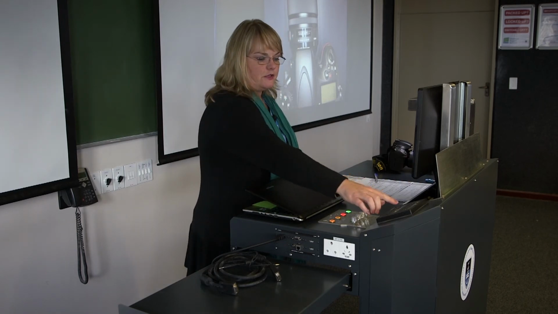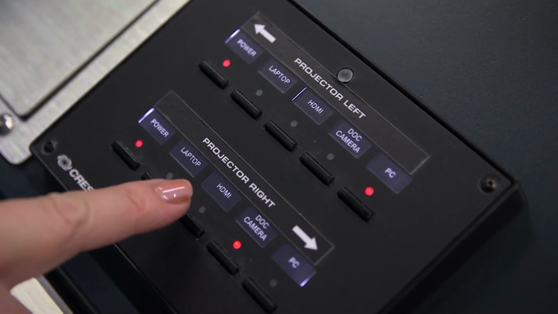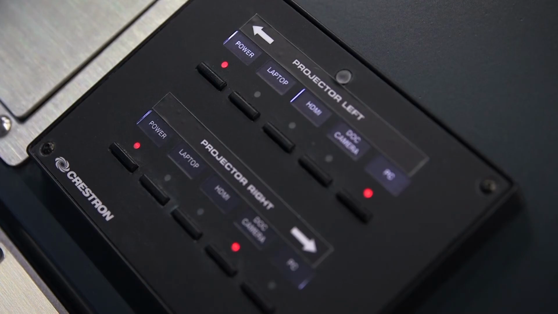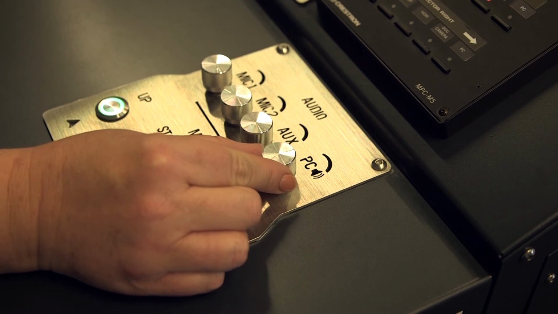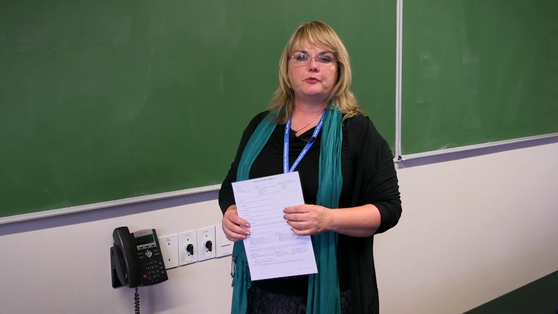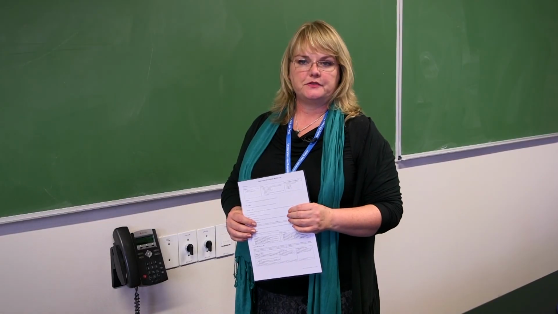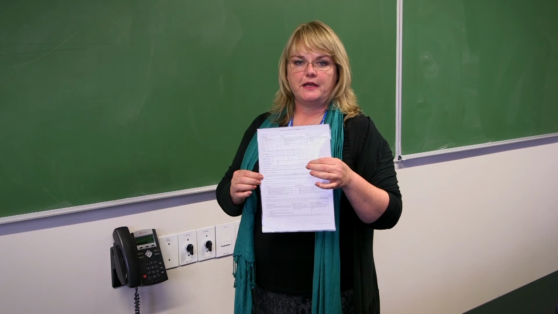Now that the laptop's connected, I just need to switch to the right projection mode. Up on the console at the top here, I just need to press HDMI because I am projecting from an HDMI laptop. If, however, I was using the VGA one, I would have to use the laptop button. Earlier on, we adjusted the sound volumes for the mic button. Now I want to use the PC button to adjust the volumes for the laptop.